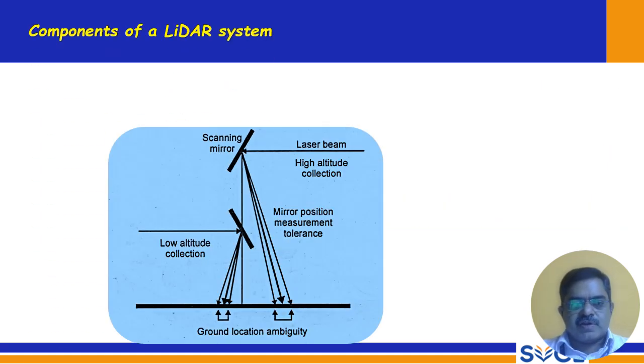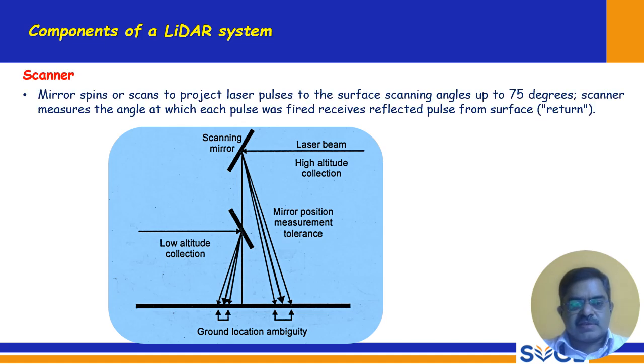So, components of a Lidar system: the scanner mirror spins or scans to project laser pulses to the surface, with scanning angles up to 75 degrees. The scanner measures the angle at which each pulse was fired and receives the reflected pulse from the surface, so that is the return pulse. So this is how the laser beam works.